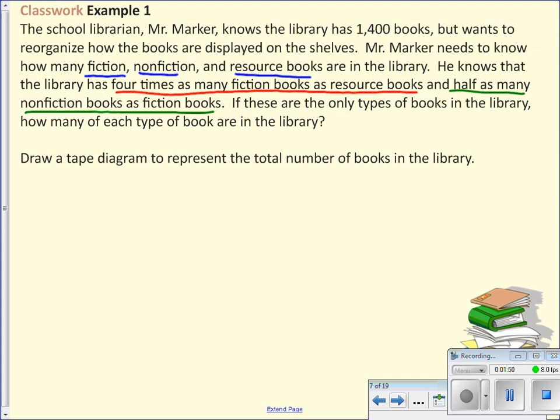So we're going to start by drawing a tape diagram to represent the total number of books in the library. Which do you think we should start with? Should we start with resource, fiction, or nonfiction?